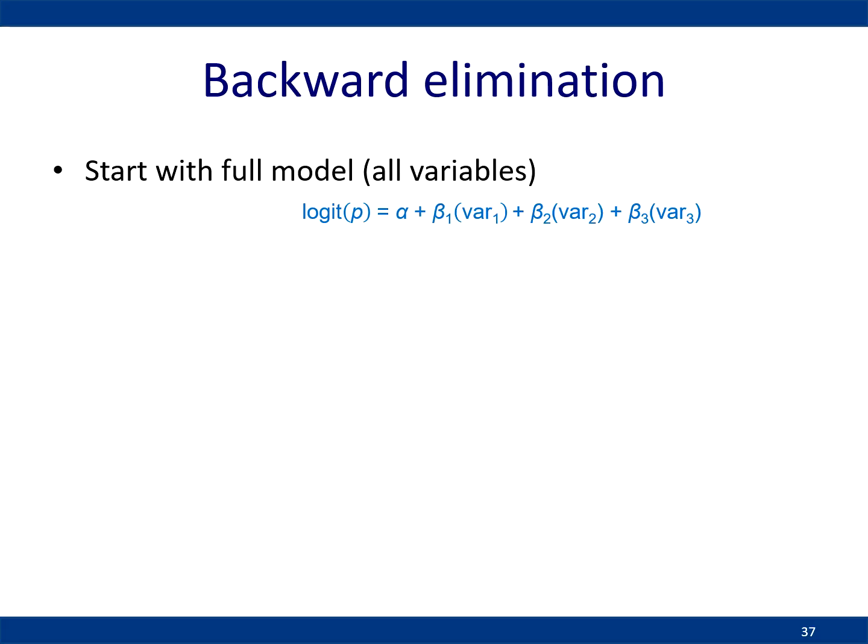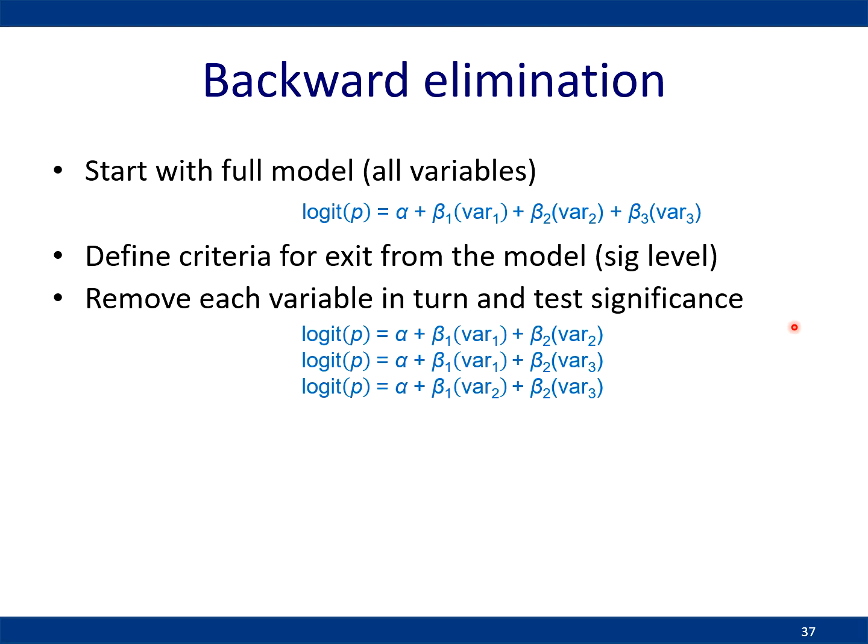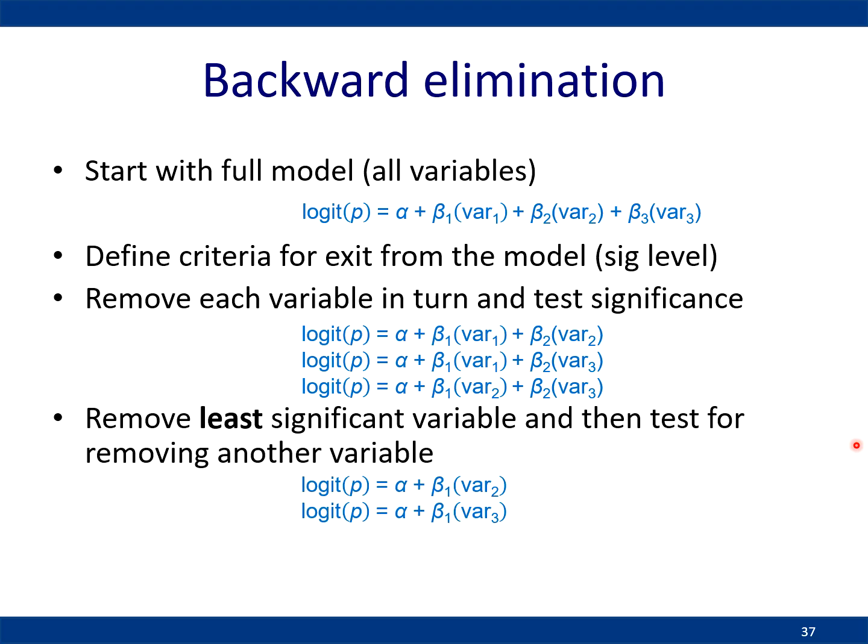Backward elimination is the reverse procedure. So here we start with the full model, so that's one with all the variables included. So here if we have 3 candidate predictors, they're all in the model. We then instead specify criteria for exit from the model. Again, this can be based on the significance level, so for example a p-value. And we then remove each variable in turn. So here variable 3 has been removed, in this case variable 2 has been removed, and variable 1. And we test for significance. So we're comparing that full model to the model with each of these removed.